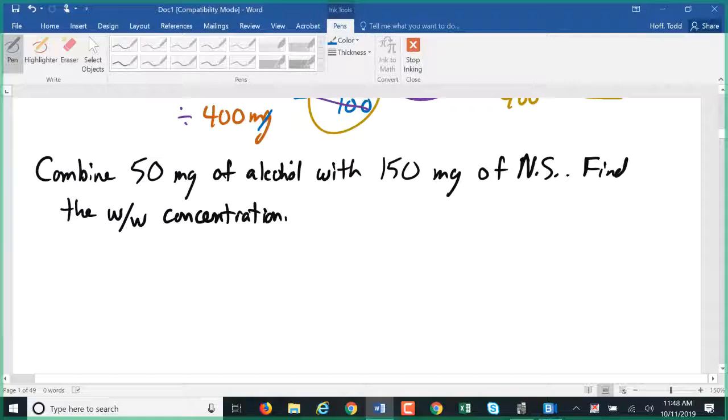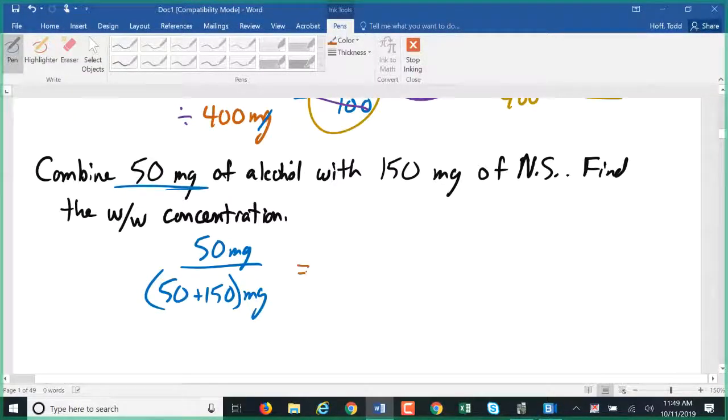So the numbers I'm going to use here, 50 milligrams alcohol, that's my serum. What am I going to use for my total weight, total mass? 200, yes, the 50 plus the 150. So we've got 50 over 200. The milligrams will cancel out. If I divide that out, you get 0.25, 25%.